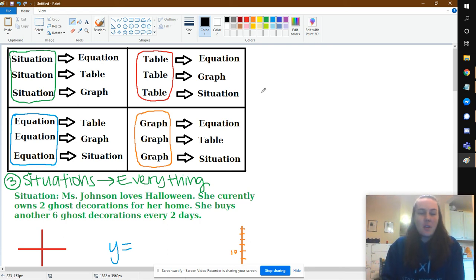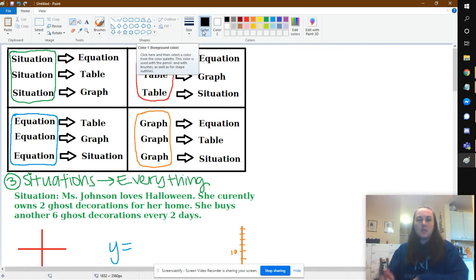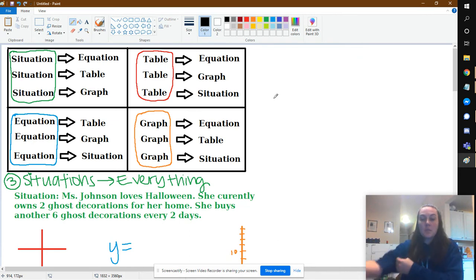Here is the video explaining from everything to everything, the assignment for Unit 2. This is basically just going to be a step-by-step guide to go from a situation to either an equation, table, or graph, to go from an equation to a table, graph, or situation, a table to an equation, graph, or situation, or a graph to an equation, table, or situation, right? This is the holy grail. This is the step-by-step process for each of these.